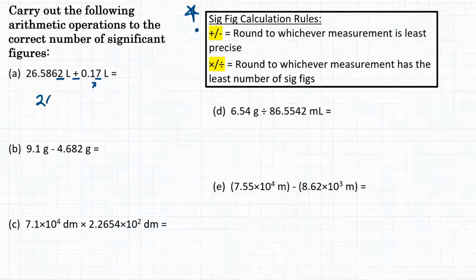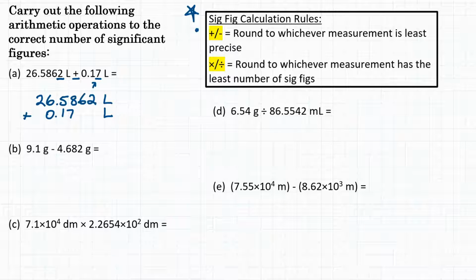So we have 26.5862 liters plus 0.17 liters. Remember, you want to match your decimals up or line them up. 0.17, and then we end there, and our units are liters. So you can see already that our second number does not go as far to the right as our first measurement. So let's put these in our calculator and add them up, and we should get 26.7562, and then our units are still liters here.